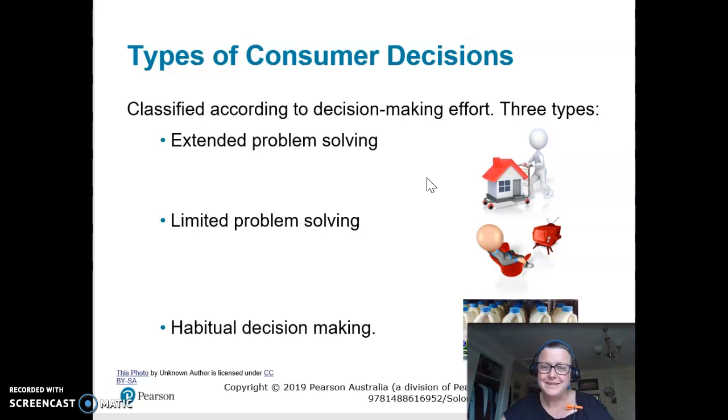But with a house, or even with a streaming service, there's a lot more criteria that come into making that decision. The location, the price, whether or not you can afford it, whether or not it has enough bedrooms, whether or not it's big enough or small enough. So you can see how extended problem solving has a lot more factors at play. Limited problem solving has a few less, and habitual problem solving is a lot easier to do. So let's have a look at the next slide where it lays this out a bit better for you.